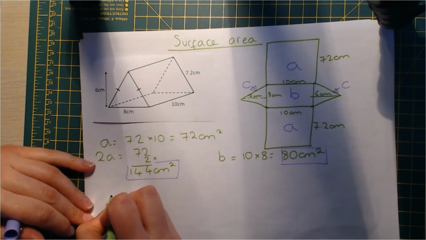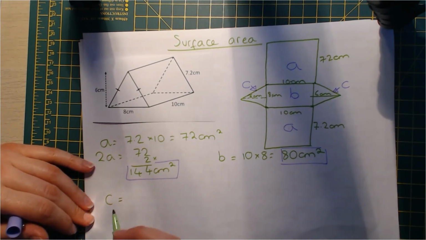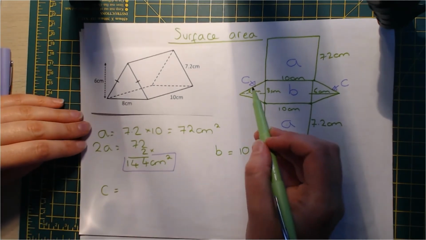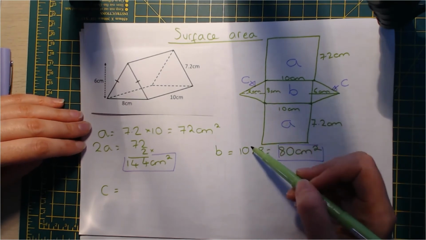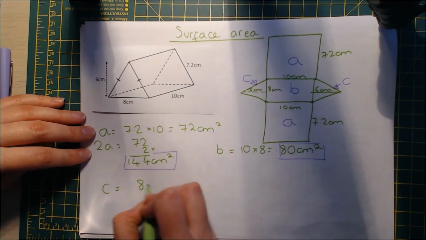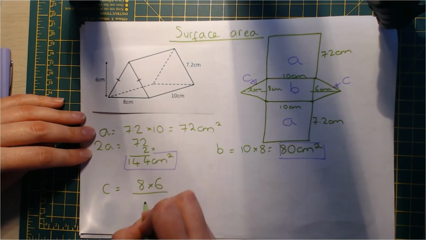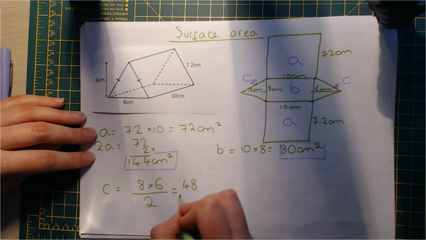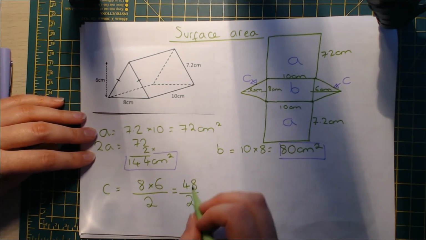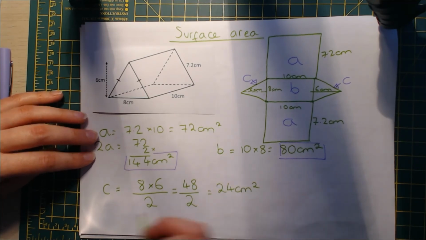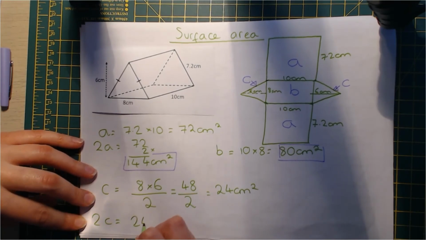And the last one, C, which is a triangle, remember it's base multiplied by perpendicular height divided by 2. Although actually, because we're going to multiply it by 2 to get 2 of them, we don't really need to divide by 2, because we're just going to undo it again. I'll show you why. So we've got 8 multiplied by 6, but we'll do the divide by 2 to find one of them. 48 divided by 2 gives us 24 centimetres squared. So 2C is going to be 24 multiplied by 2, which is 48.